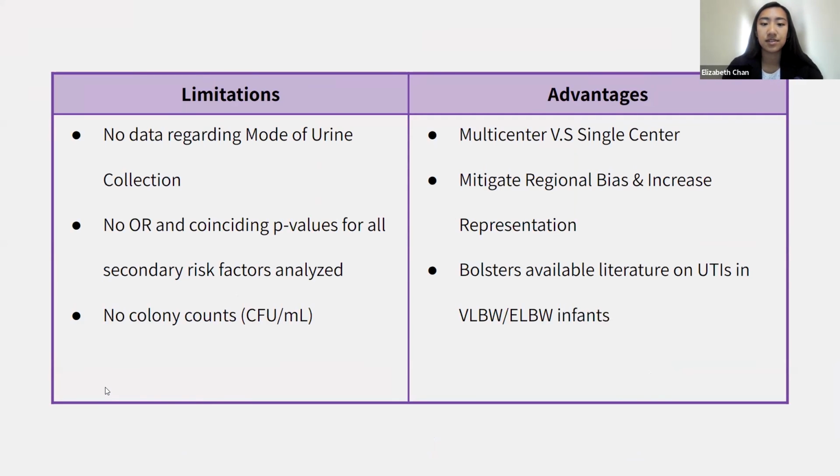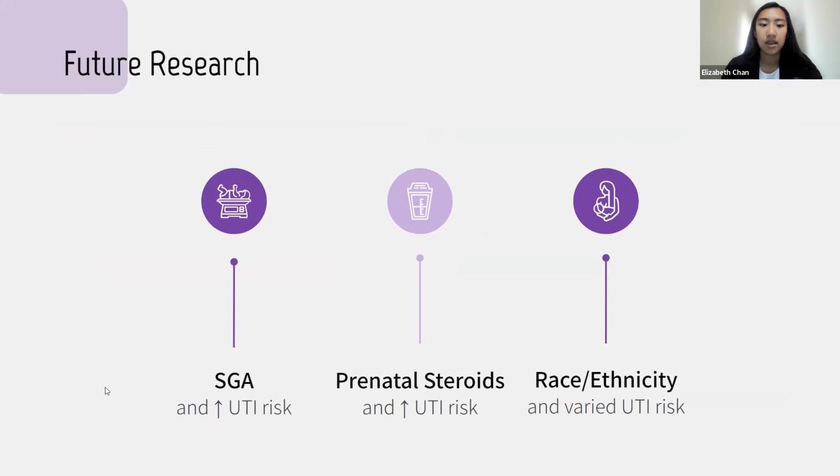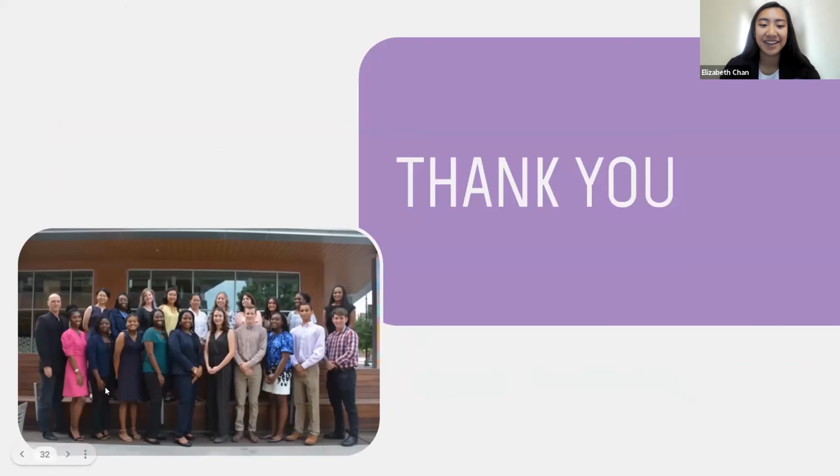Our study also bolsters literature available on UTIs in very low and extremely low birth weight infants, as there was only a minimal amount of study focused on this topic. So further research is necessary to verify our association between these factors: small for gestational age infants at increased UTI risk, prenatal steroids at increased UTI risk, and race and ethnicity and varied UTI risk. There's not much prior data available in the literature corroborating these findings, so we encourage future exploration to test their validity. So thank you everyone for attending this presentation.